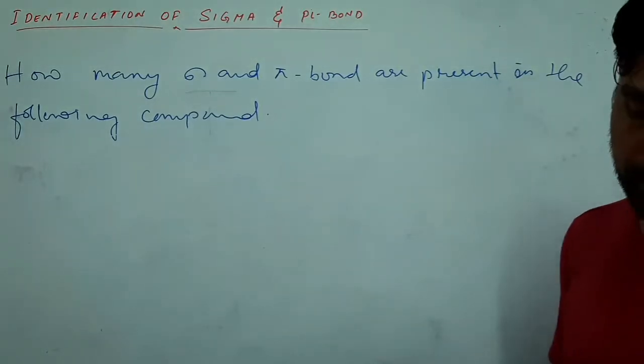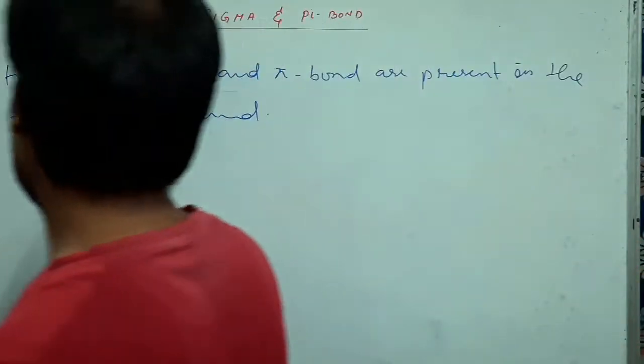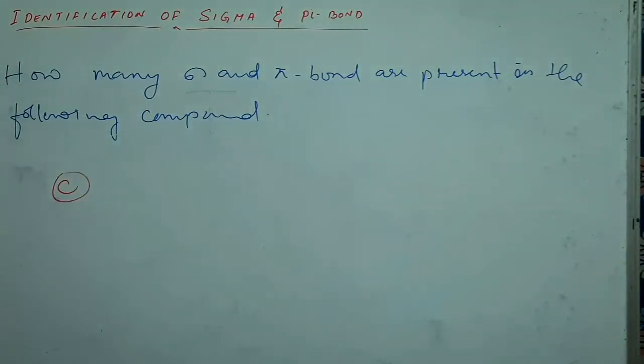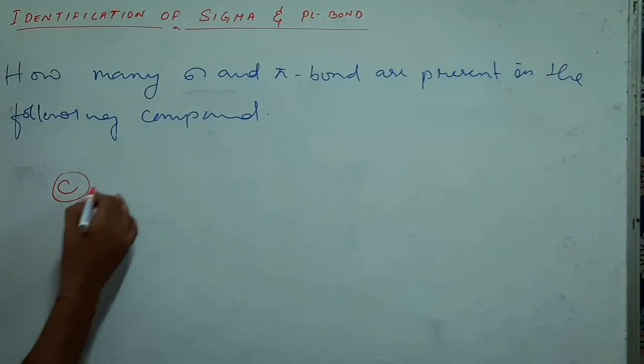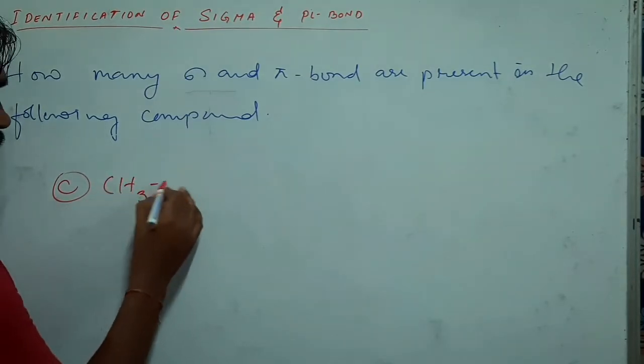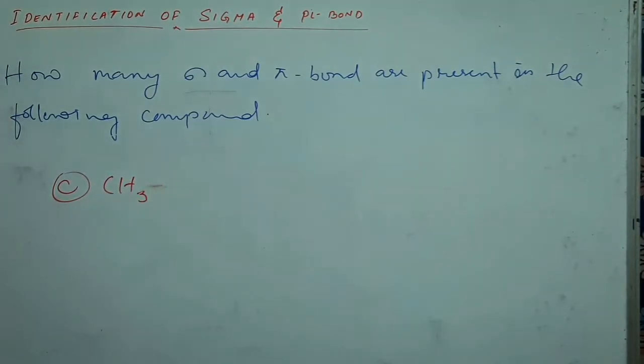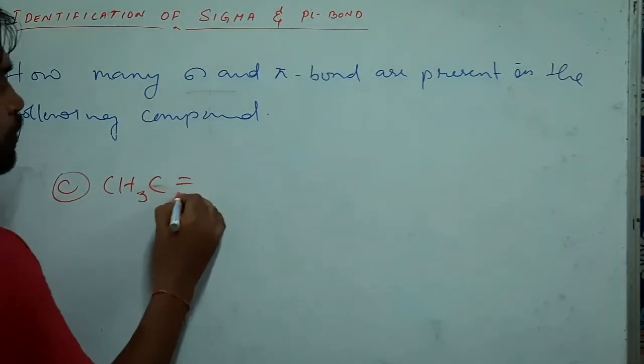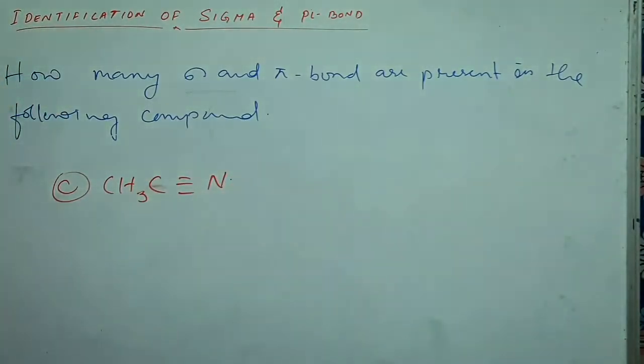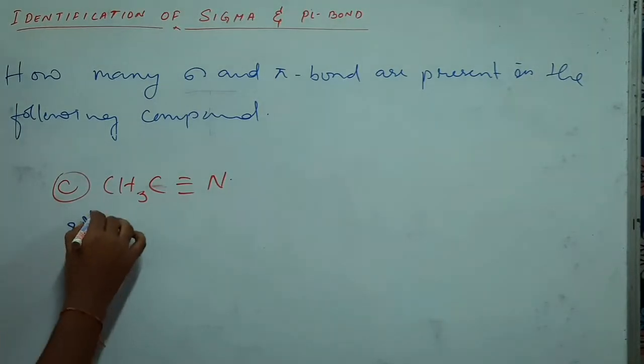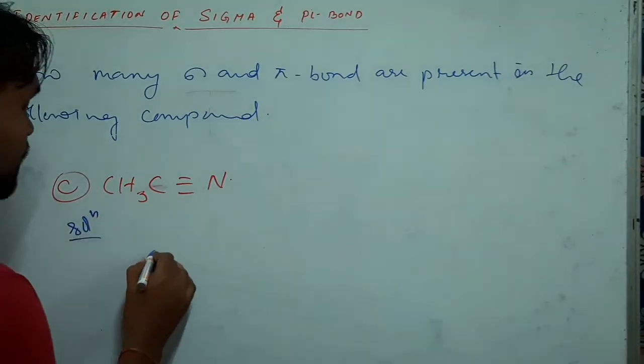So now the third question says: find out the number of sigma and pi bonds. So what is the third question? Let us see. The third question is CH3 C triple bond N. So they are telling us to find out the number of sigma and pi bonds. So very simple it is. Okay, solution. So how will we be doing it?